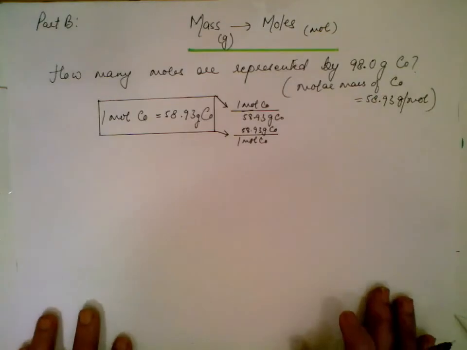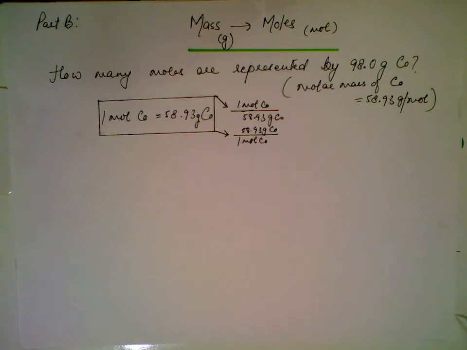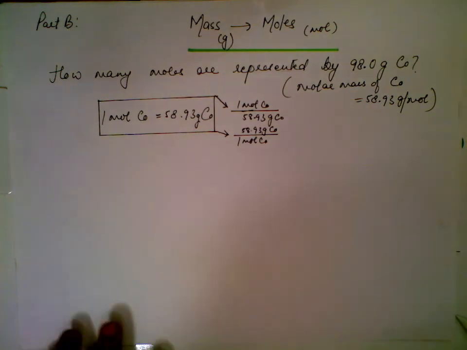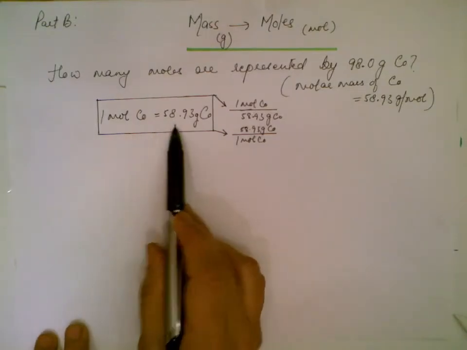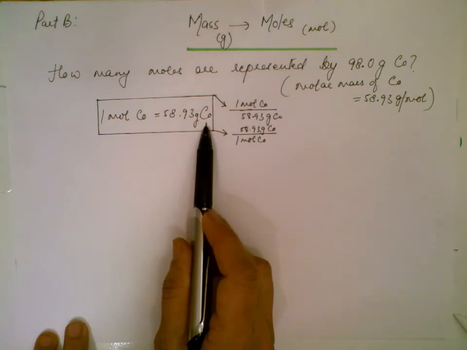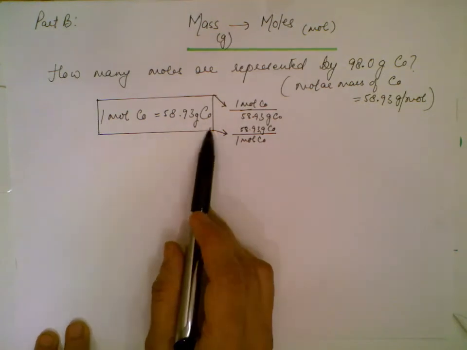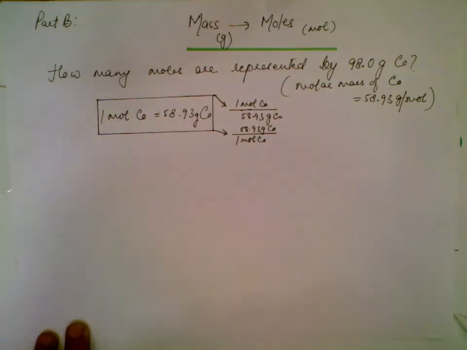Okay. Now let's do this one. How many moles are represented by 98.0 grams of cobalt? Again, the molar mass is given to you, and here is the equivalent. 1 mole of cobalt is 58.93 grams of cobalt. Again, guys, if it is not given, you're going to look at the periodic table.